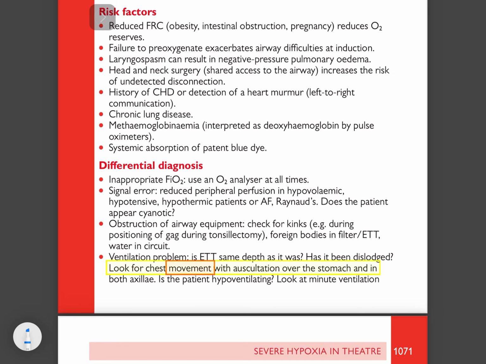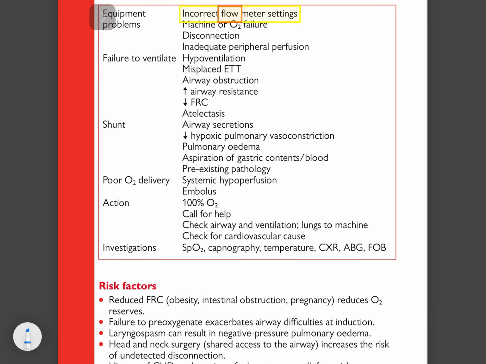Look for chest movement with auscultation over the stomach and in both axillae. Is the patient hyperventilating? Look at minute ventilation. Equipment problems: incorrect flow meter settings, machine or O2 failure, disconnection, inadequate peripheral perfusion, failure to ventilate, shunt, hypoventilation, misplaced ET, airway obstruction, airway resistance, decreased FRC, atelectasis, airway secretions.